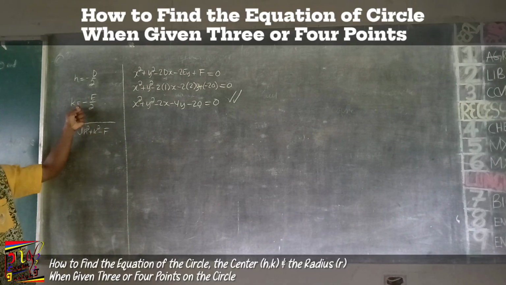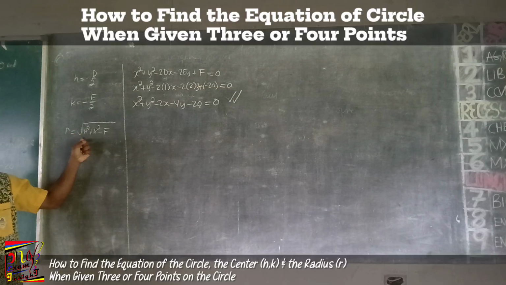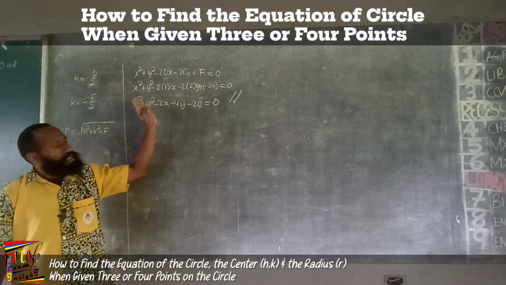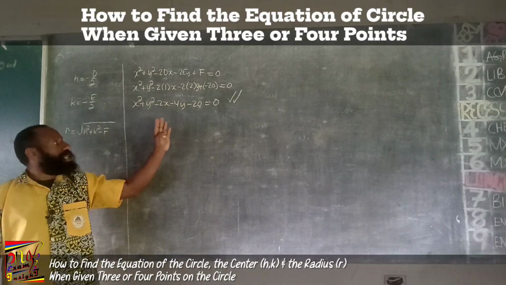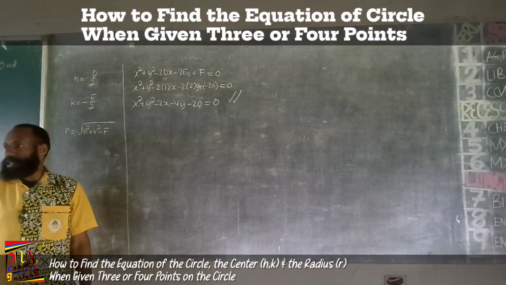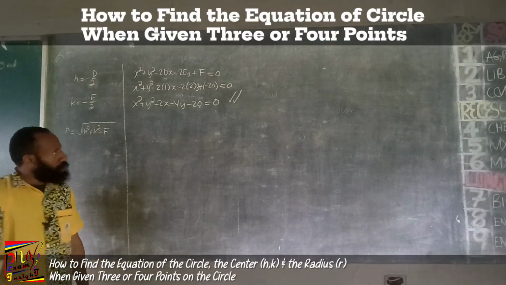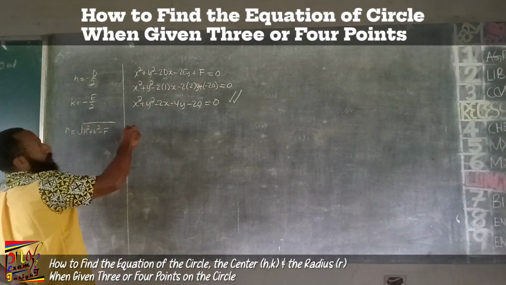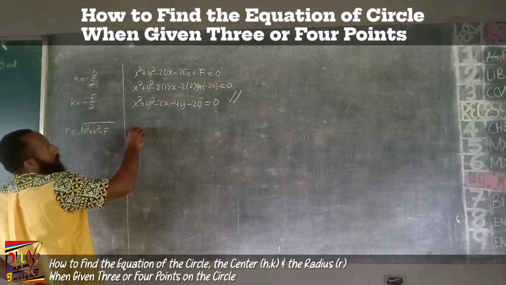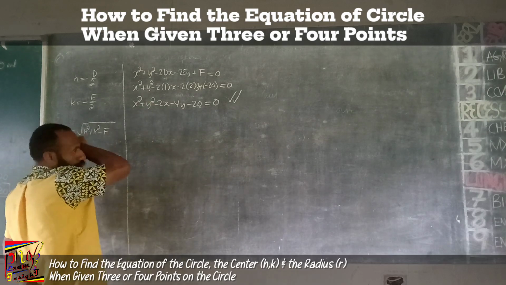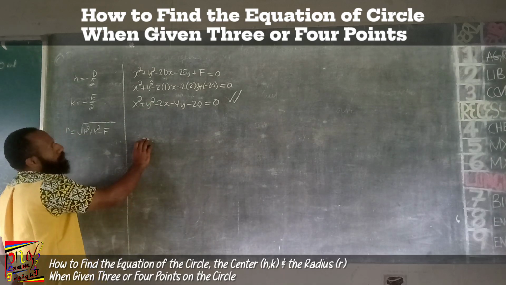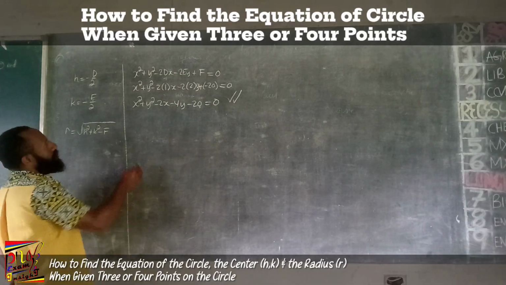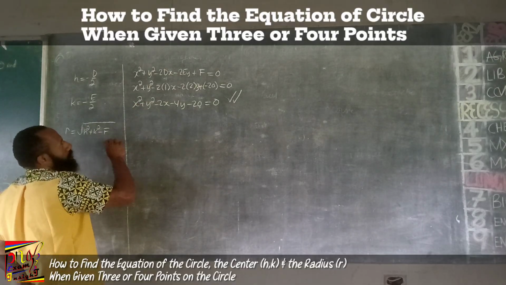You can use this form to find your center. Center we know is (h, k), and your radius you can use the values here to find. But for now, let's use completing the square. Let's use completing the square and solve further down. That's general. Now we want to find out the standard form, center and radius. Let's start doing completing the square.